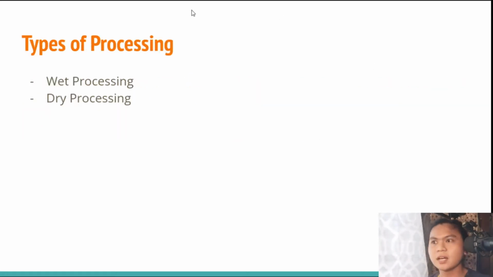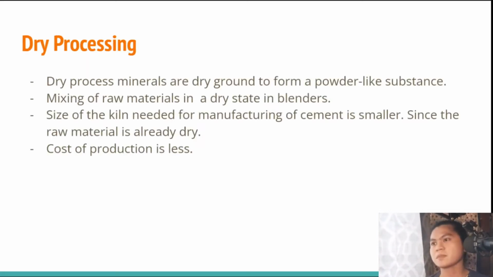So, there are two types of processing in cement manufacturing. We have the wet processing and the dry processing. So let's talk about each of them. In the dry processing, minerals are dry ground to form a powder-like substance. So your raw materials are most likely going to the blender and then form this powder-like substance.